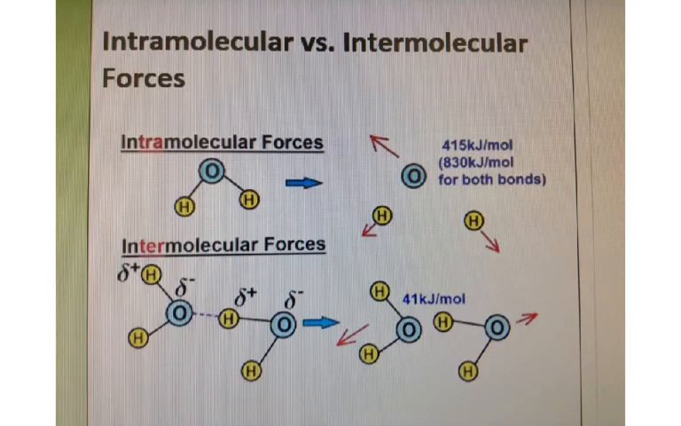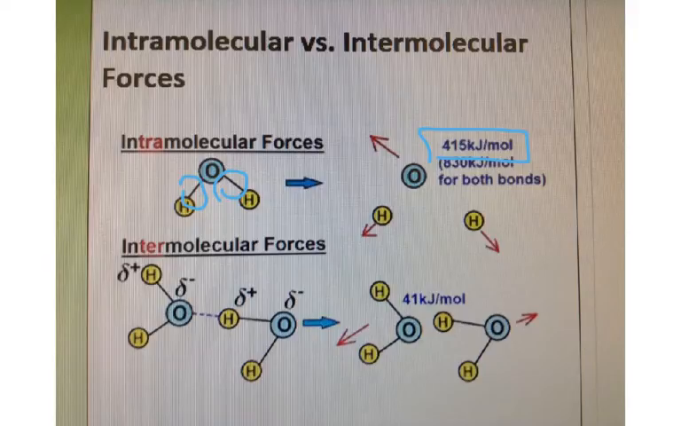So here's a visual of an intra versus an inter. Intramolecular forces are these lovely bonds. So if I want to break this force or this attraction that exists between each other, I would be breaking bonds. And note the energy, 415 kilojoules.